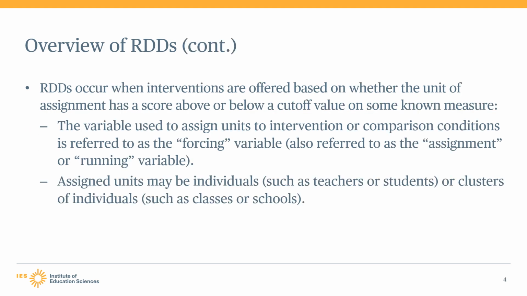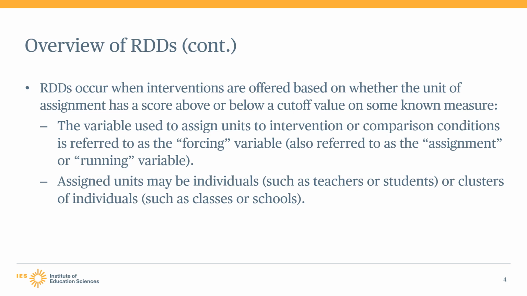More specifically, regression discontinuity designs occur when interventions are offered based on whether the unit of assignment has a score above or below some cutoff value on a known variable. The variable used to assign units to the intervention or comparison group is commonly referred to as the forcing variable, but is also often referred to in the literature as the assignment or running variable.